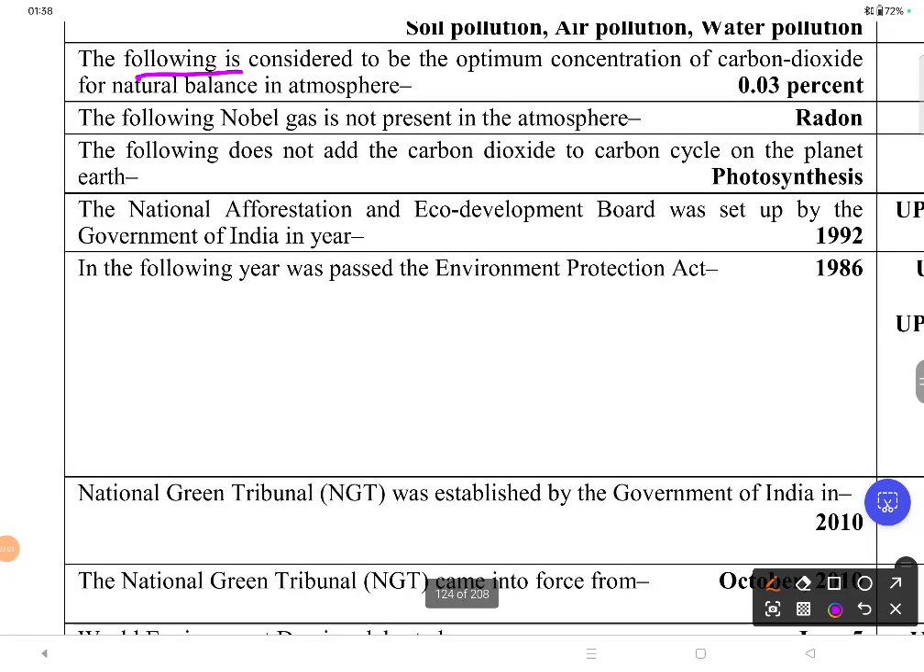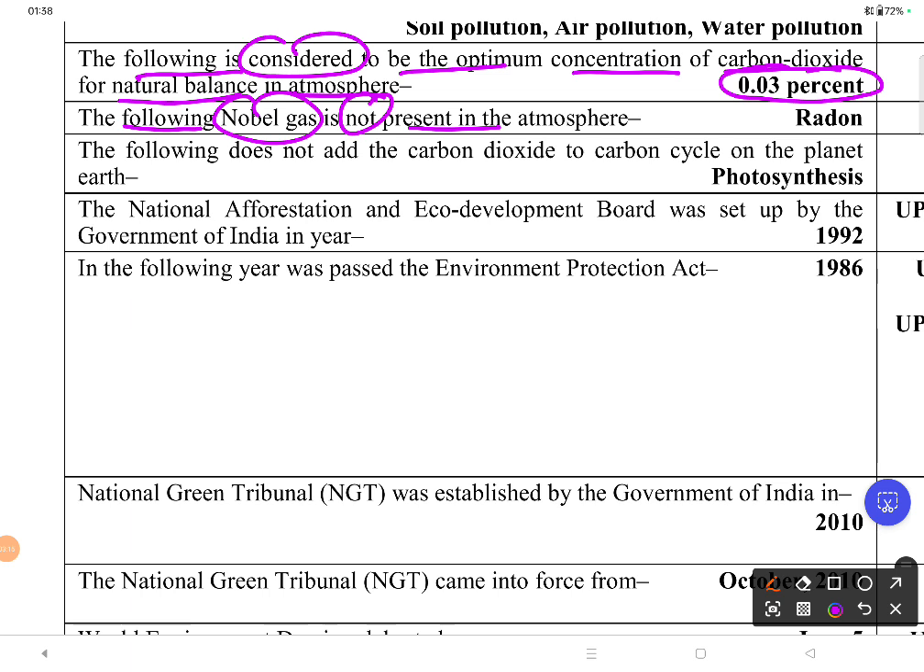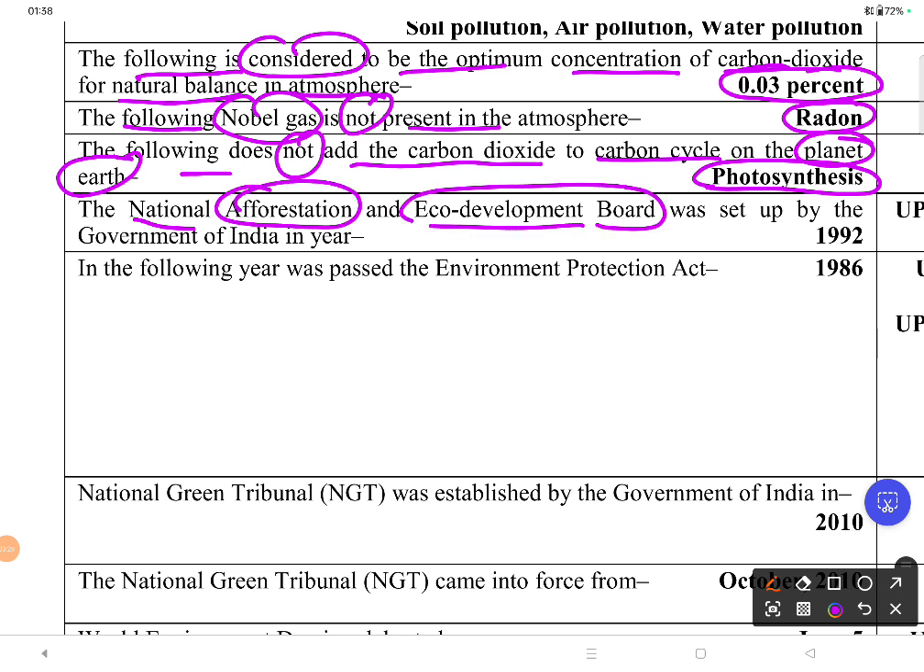The following is considered to be the optimum concentration of carbon dioxide for natural balance in the atmosphere: 0.03%. The following noble gas is not present in the atmosphere: radon. The following does not add carbon dioxide to the carbon cycle on planet Earth: photosynthesis. The National Afforestation and Eco-Development Board was set up by the Government of India in 1992.